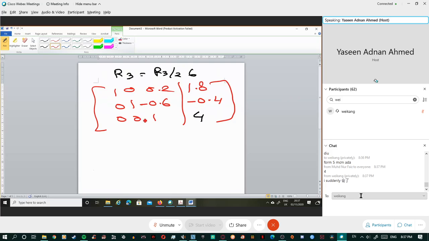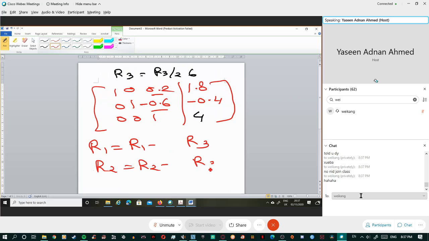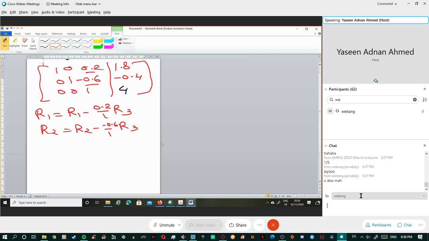Okay, that's done. So now what you need to do, you have 1, 1, 1 here. So you change this one and this one with respect to this. So we will write R1 will be R1 minus R3 and R2 will be R2 minus R3. So this one is again 1, this one is again 1. So the coefficient in R1 should be 0.2, and this one is minus 0.1/5. This one is 0.6.